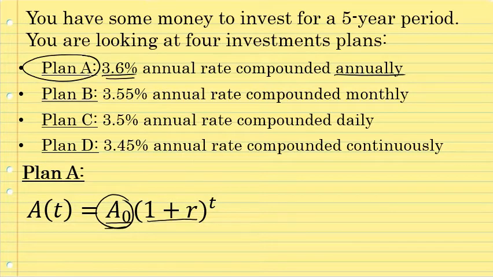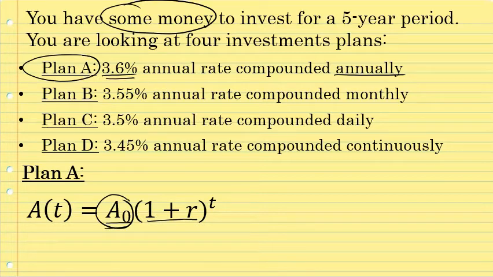Now, if we look back to the original problem, it doesn't tell us how much money we're investing. It says you have some money to invest. That's certainly not a very precise mathematical term. But here, all we're looking for is which plan is best. It doesn't matter how much money is being invested. Whether $1 is being invested or $1 million is being invested, the best plan is the best plan.